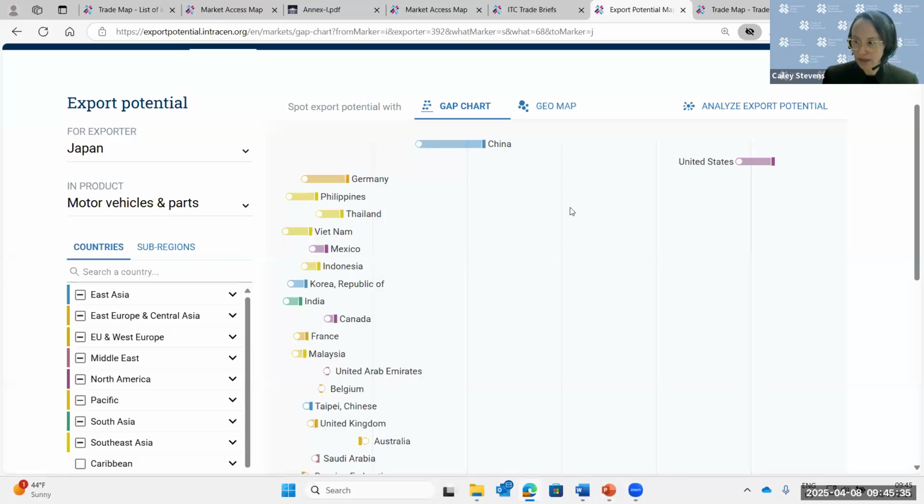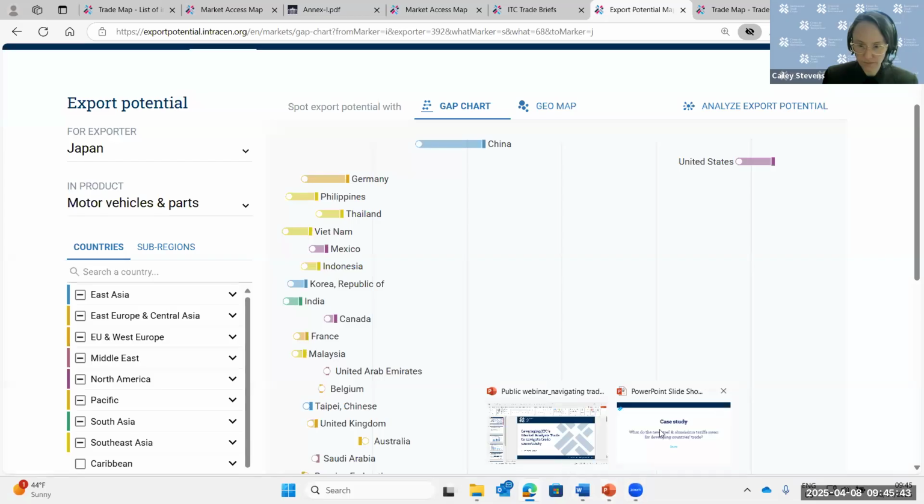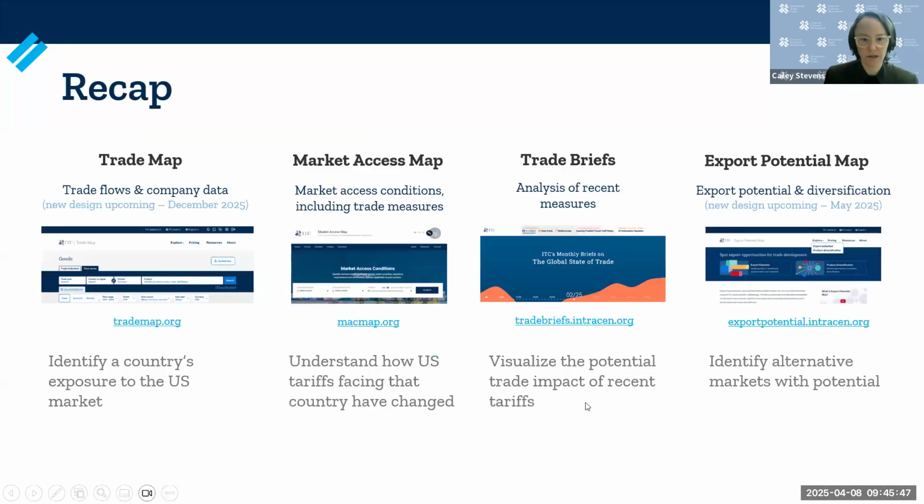Now, I'm going to switch back to my presentation. And just to do a recap of what we have been covering in this session, we started with trade map to identify a country's exposure to the US market, but also how important that supplier was in the US. We then transitioned to market access map to understand how the US tariffs facing that country and product have changed. We then went into the trade briefs to visualize the potential trade impact of these recent tariffs. And then we finished with export potential map to identify alternative markets with potential.